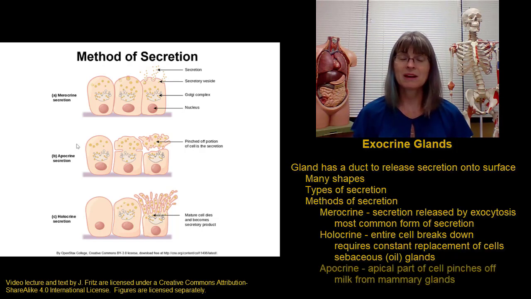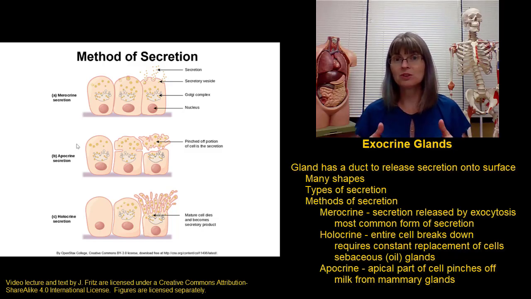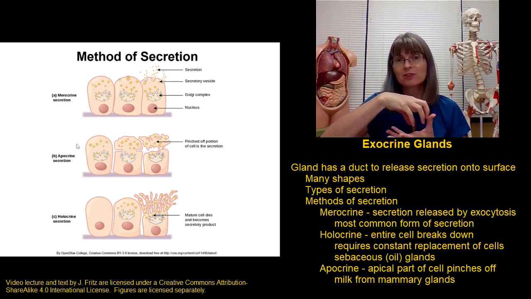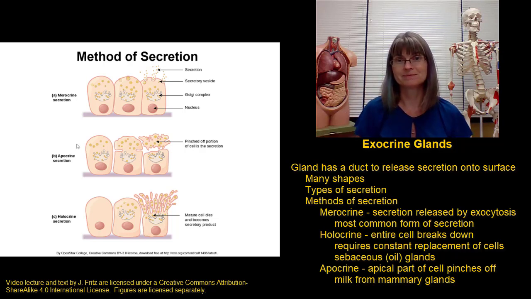The last secretion method is called apocrine secretion. In apocrine secretion, the components to be secreted go to the apical, or the top surface of the cell, and then the top surface pinches off, and that's what becomes the secretion. Again, because this includes membrane components in the secretion, this secretion has more lipids or more fat in it. The cells of the mammary glands produce milk through the process of apocrine secretion.